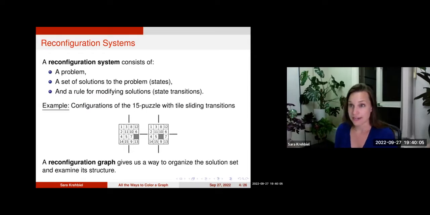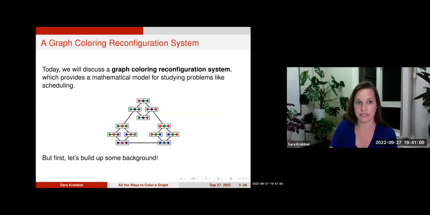The object of study that we're going to be focusing on is something called a reconfiguration graph. That gives us a way to organize the set of solutions and to look at its structure. So here I have two solutions. Can you see my cursor, by the way? Great. These two are adjacent, connected by an edge in the graph, because they differ by only a single modification. If I slide the 7 over, I get this solution. You can also convince yourself that if your empty cell is on an edge, there are 3 different tiles that can slide into it. So I'm going to have 3 lines leaving this state going to different states. Whereas if my empty tile is in the middle, I have 4 lines, indicating that there are 4 different places I could transition to. So that's reconfiguration systems in general.